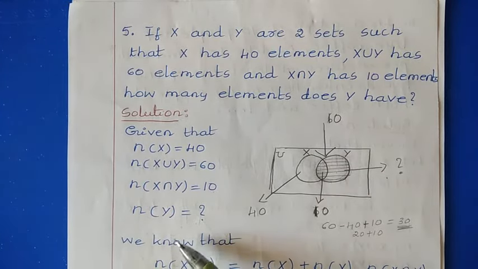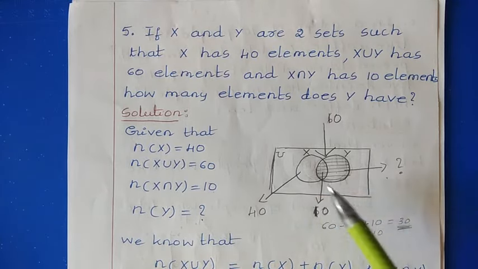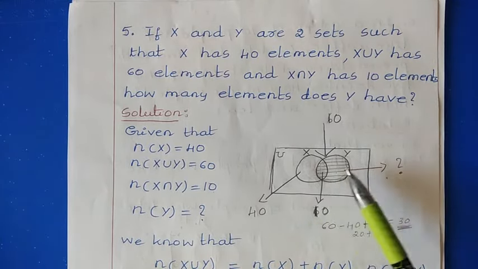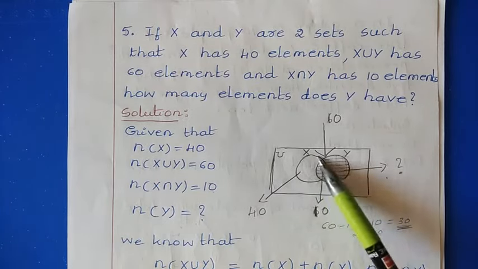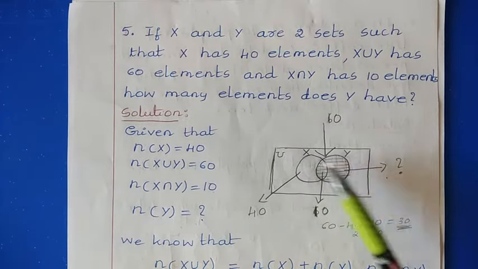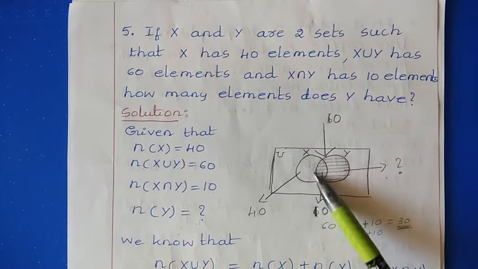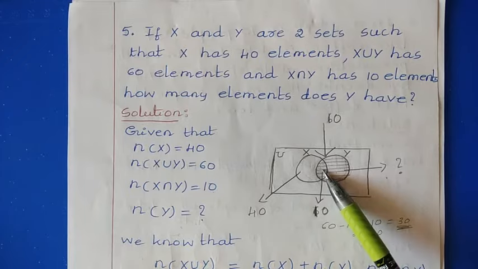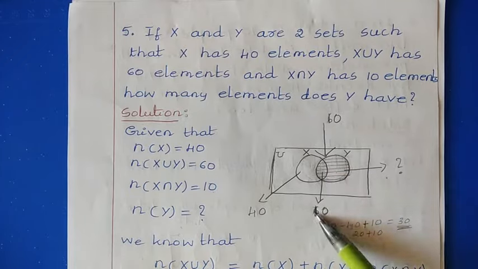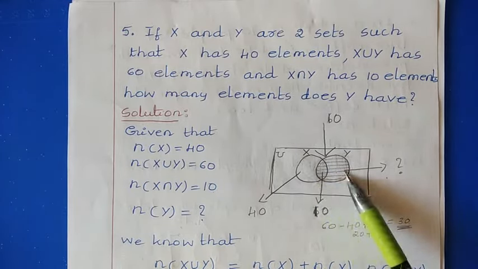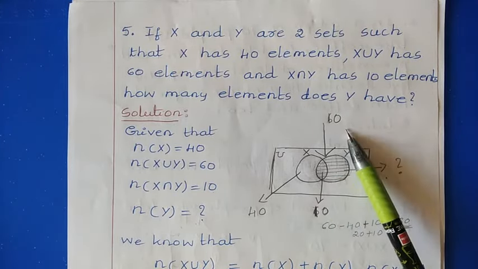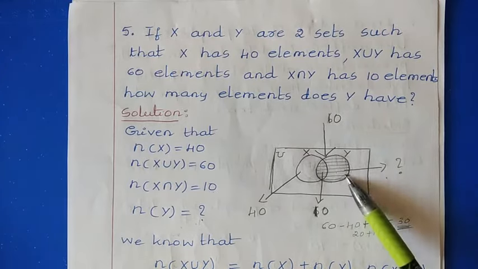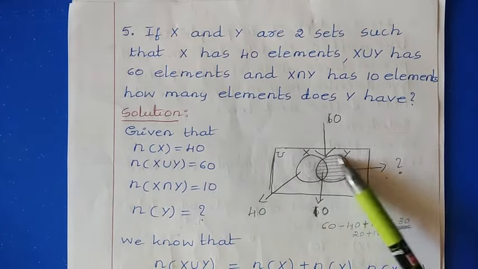So now let us understand the same thing using a Venn diagram. In the Venn diagram, we will take here two sets X and Y. Now this area is 40 which is n of X and this area n of Y we have to calculate. They have given us n of X intersection Y which is 10 and this complete area n of X union Y which is equal to 60. If we refer to the Venn diagram, then we can find n of Y easily.